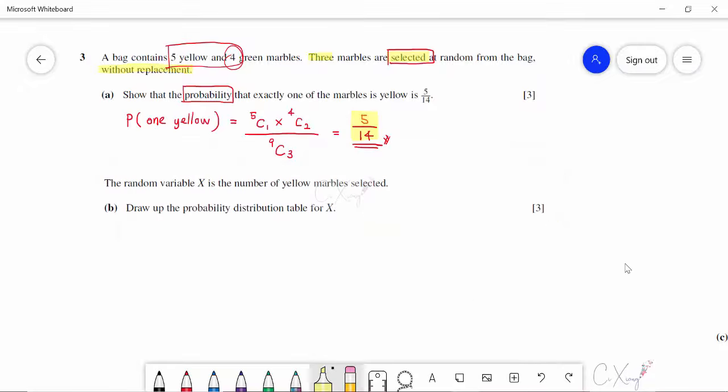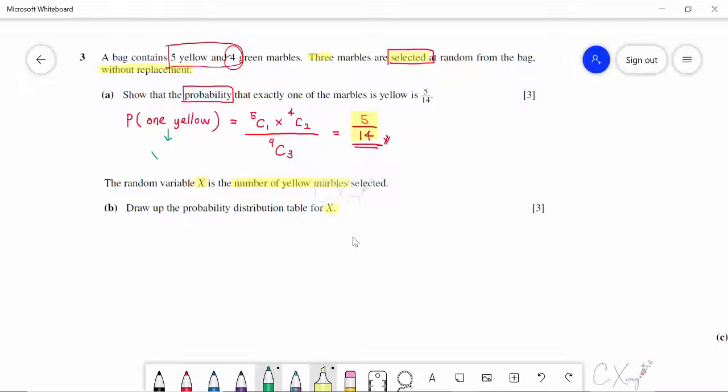All right, so for part B, they give you a definition for the random variable x. What is x? X is the number of yellow marbles selected. They want you to draw out a probability distribution table for x. Just to take note, x is the number of yellow marbles.